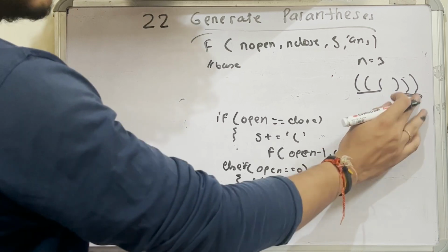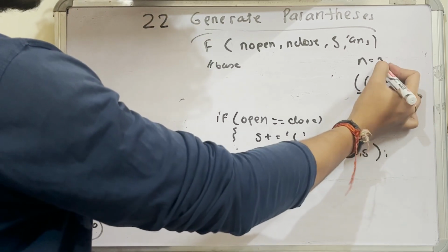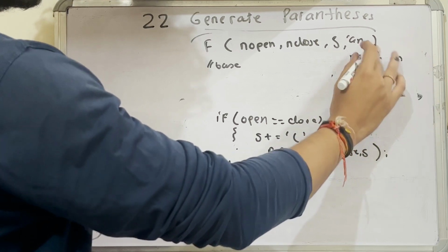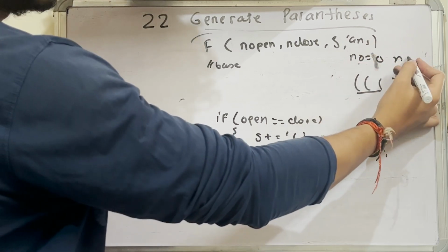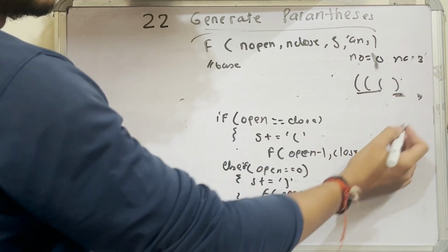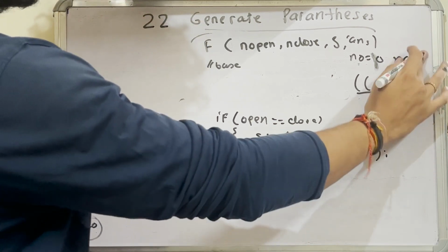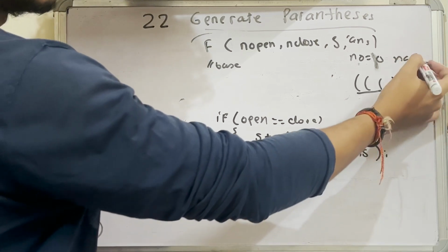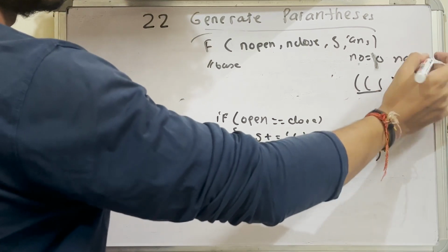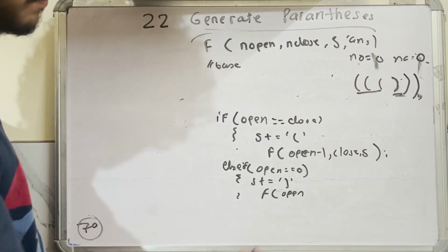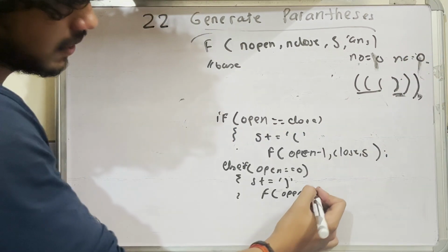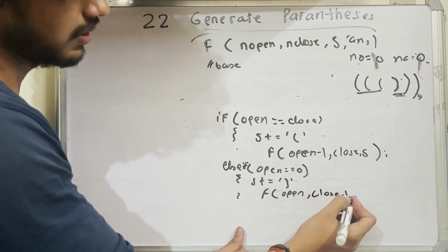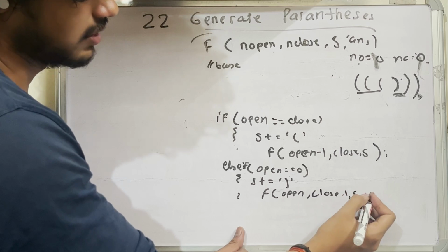and what you'll do, if you add one closing bracket, like the number of open was 0, number of close was equal to 3. So if you add one bracket, you'll reduce the count by 1. If you add one more, you'll reduce count by 1. If you add one more, you'll reduce count to 0. Okay, open, close -1, s, and answer.